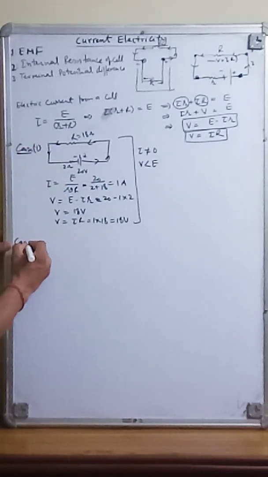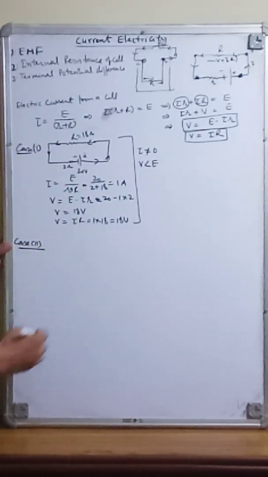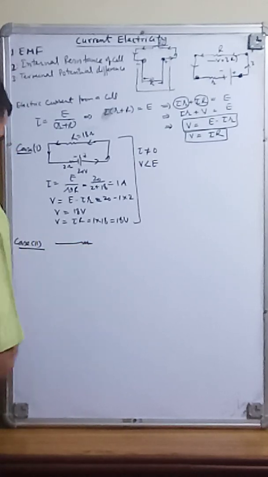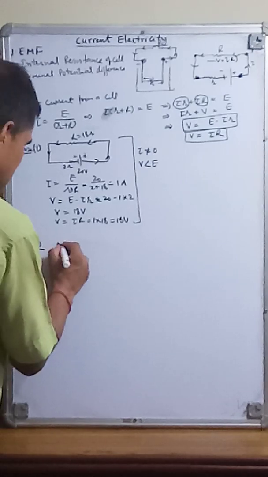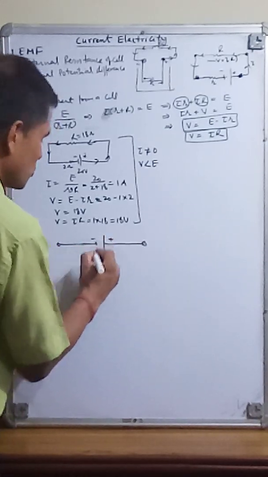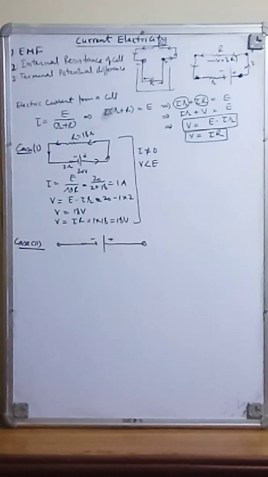Now case 2. What is case 2? Here in this case, this is the cell. This is the negative terminal. This is the positive terminal. There is no resistance, external resistance is not here. If the external resistance is not here, it doesn't mean it is 0, right? You must understand this.